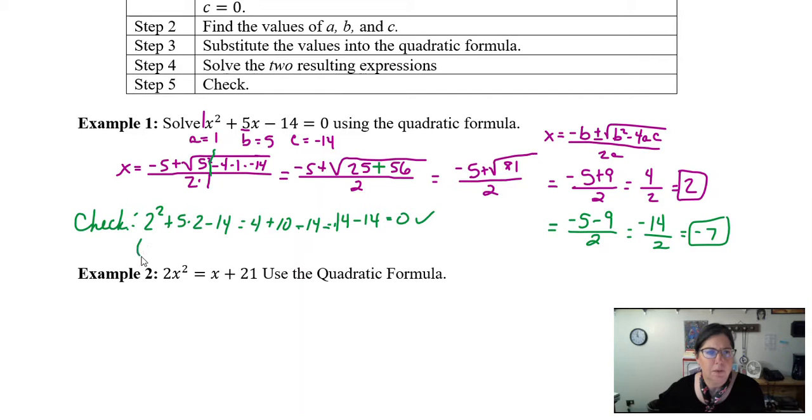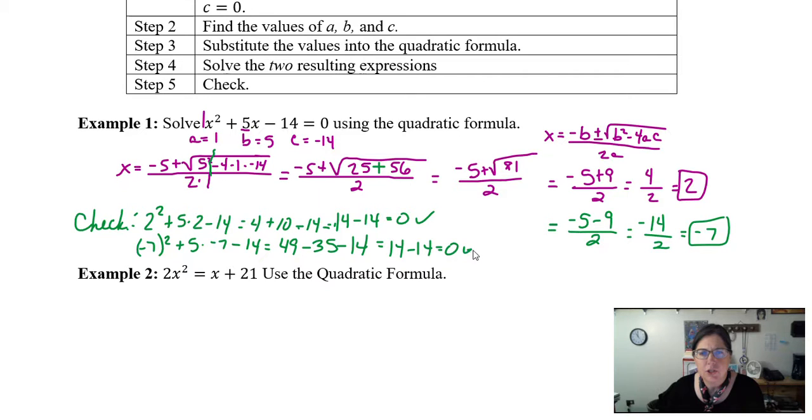So then I do it again, but with a negative 7. So negative 7 squared is 49. Now, notice I put the negative in parentheses because I want to make sure I square the negative, not just the 7, because it's negative 7 times negative 7. And then I have 5 times negative 7, which is minus 35, and minus the 14. 49 minus 35 is 14. 14 minus 14 is 0.